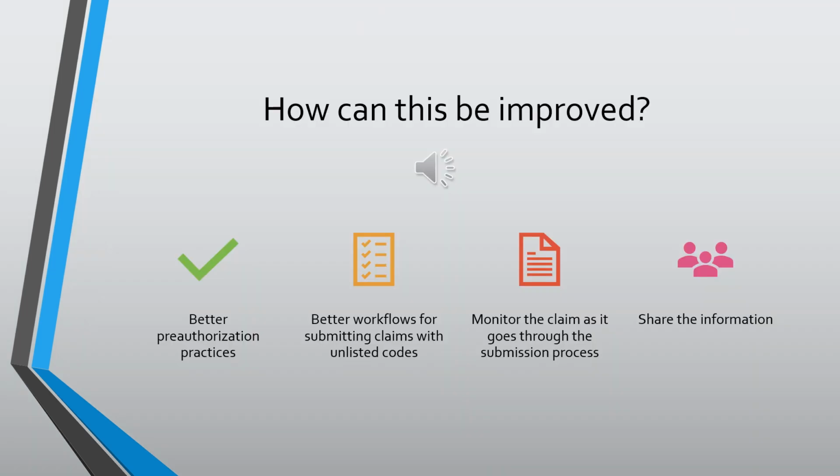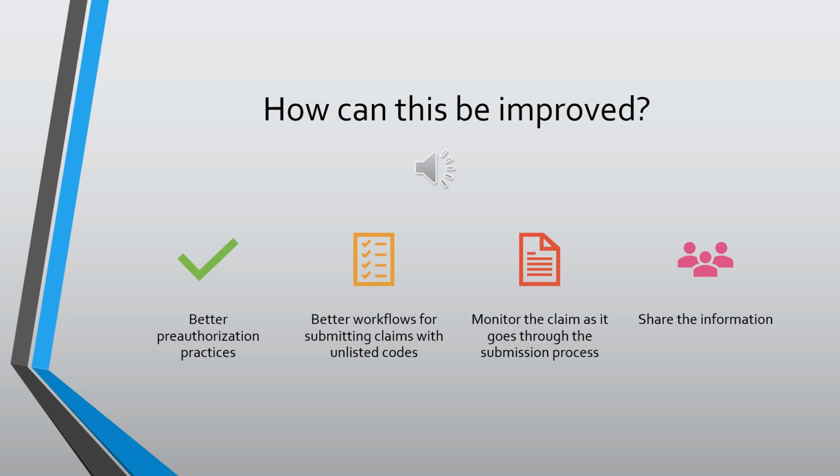On this slide, we will discuss how the process of using unlisted codes can be improved. First are better pre-authorization practices. On top of the normal pre-authorization process, a written authorization should be obtained before the procedure is performed. This written authorization should also be submitted with the claim. Next is better workflows for submitting claims with unlisted codes.